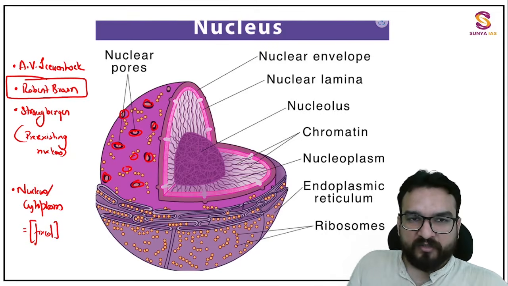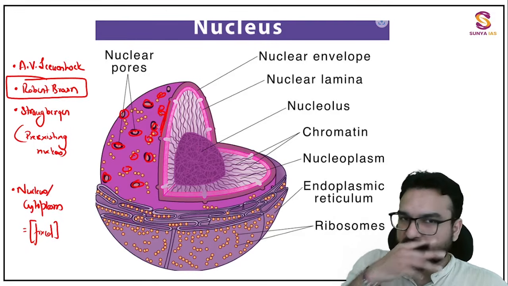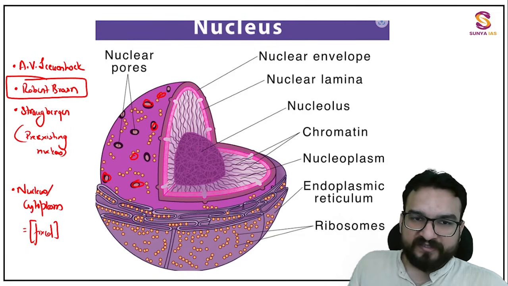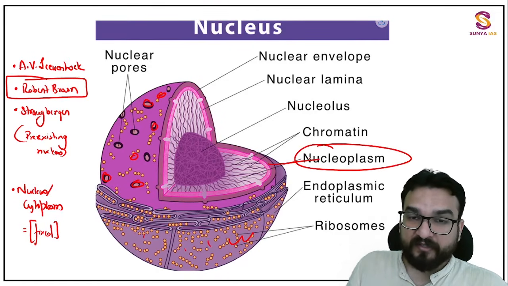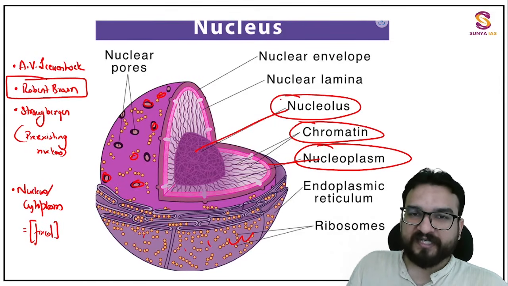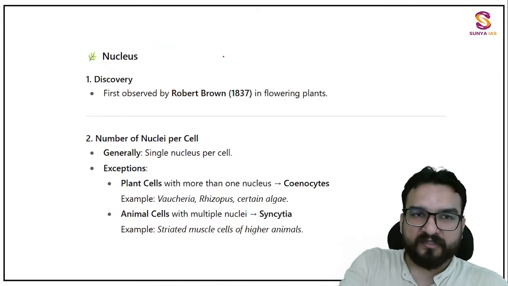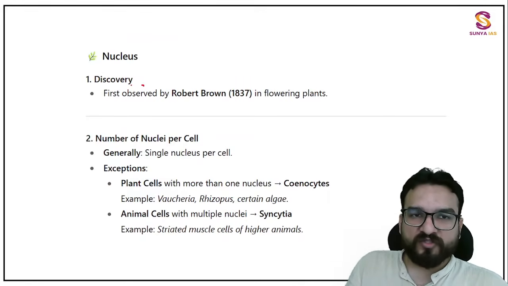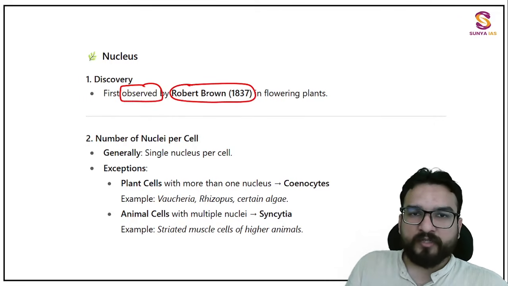On this outer surface you are seeing these ribosomes attached. Double membrane over here, and on the outer membrane ribosomes are attached. Then this is the endoplasmic reticulum, and over here also ribosomes are attached. Inside this you will be finding nucleoplasm and chromatin fiber, and this is a nucleolus inside that also. And this is the nuclear envelope. So the nucleus was first observed by Robert Brown in 1837 in flowering plants.